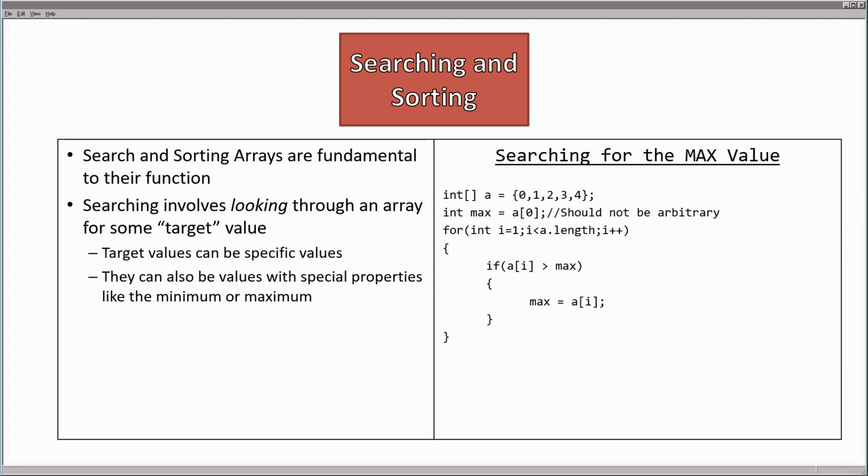Now, alternatively, we can look for a value that has a special property like the maximum value. So once again, we start out with this given array with the values 0, 1, 2, 3, 4 at the indices 0, 1, 2, 3, and 4. Now what we want to do is find the value that is maximum, the largest value. One thing that you need to keep in mind, notice that we initially assigned this max value to A at index 0, so in fact we just assign it to the value 0 here.